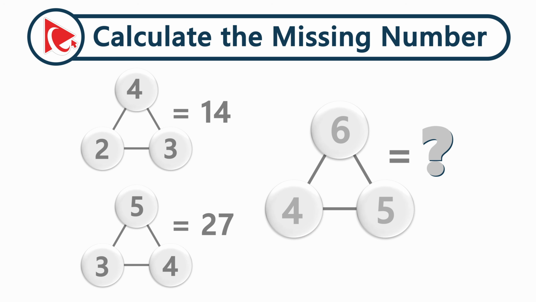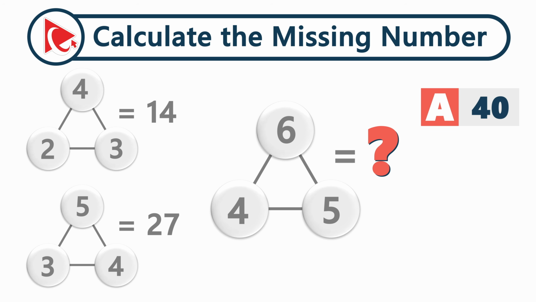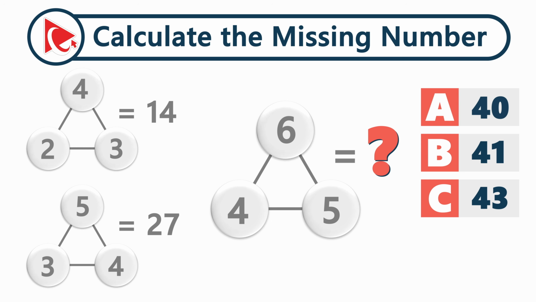And then the third shape has numbers 4, 5, and 6, and the result is something you need to calculate and select out of 4 possible choices. Choice A, 40, choice B, 41, choice C, 43, and last but not least, choice D, 44.